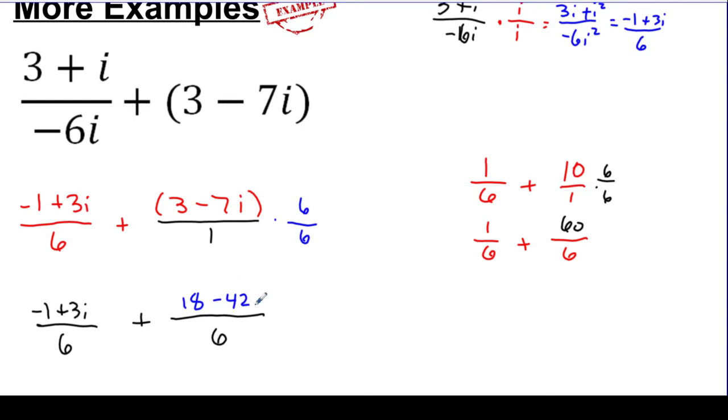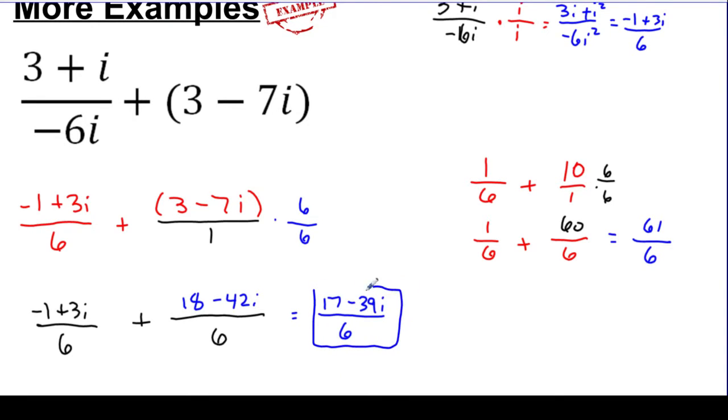Okay, so now, remember when I'm adding fractions, what I did over here is I would add the numerators and get a 61, and I wouldn't change the denominator at all, 61 over 6. So I'm going to do the same thing. Don't change the denominator at all, it's over 6. But let's change the numerator. It's going to be negative 1 plus 18. When I'm adding complex numbers, I can add the real parts together. Negative 1 plus 18, well, that's 17. 3i plus negative 42i looks like negative 39i. Okay, this right here is my answer.